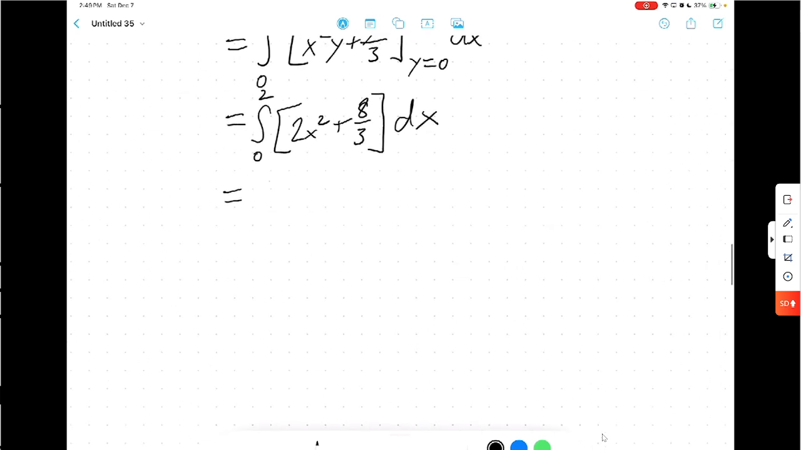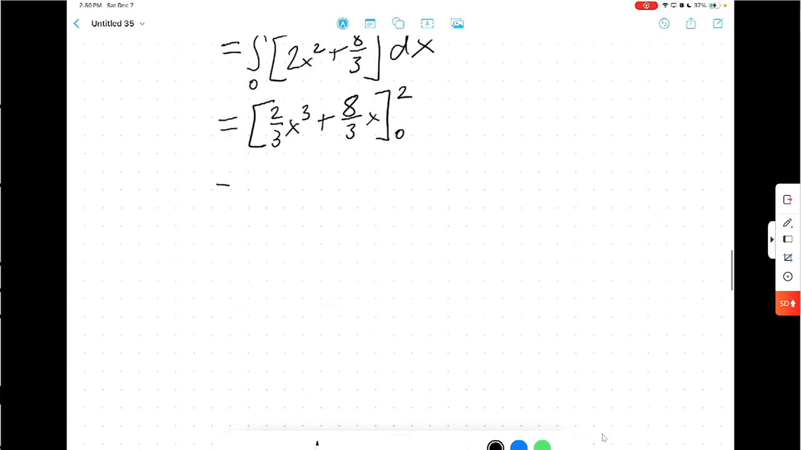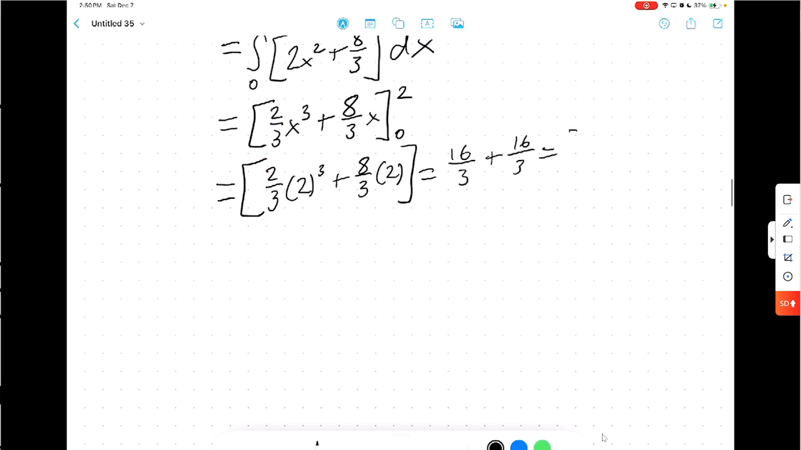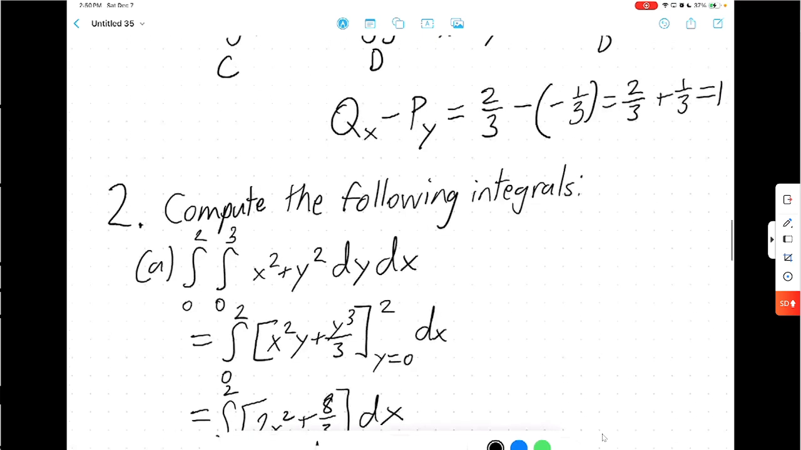And then the integral of this is going to be 2/3 x cubed plus 8/3 x, evaluated from 0 to 2. At 0, I'm noticing I get 0, so I can just plug in 2. 2/3 times 2 cubed plus 8/3 times 2. This is equal to 16 over 3 plus another 16 over 3, or 32 over 3 for our answer.